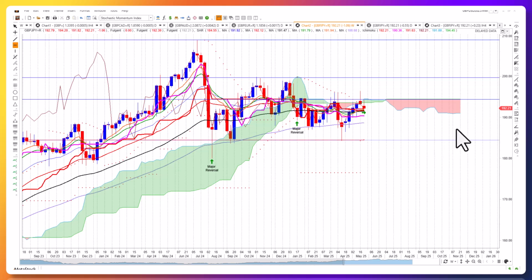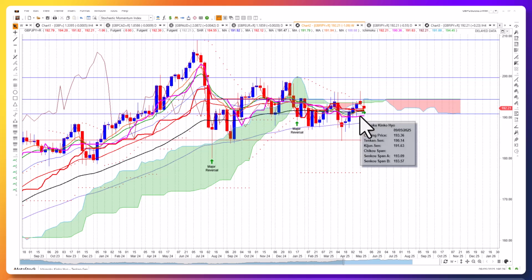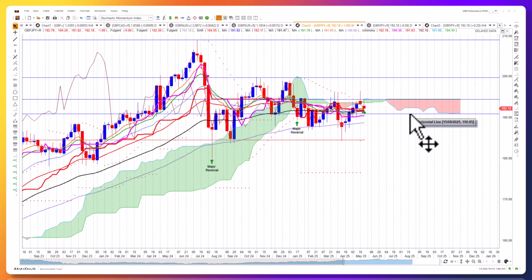And also look at the bottom end of the front end of the cloud for a potential rebound support zone there. So that's a support zone at 190, and it will be interesting to see if we get a rebound at 190 or from the turning line of the Ichimoku cloud there. But so far so good. Nice strong signals on the major reversal signal on the weekly Ichimoku.